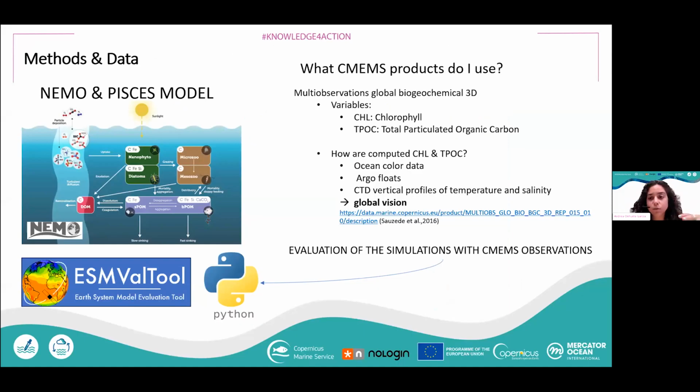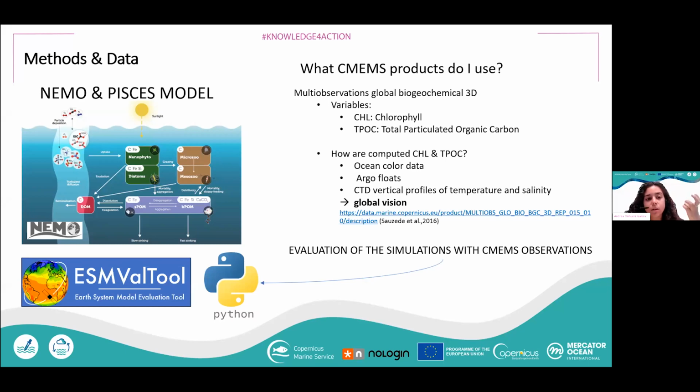To study the distribution of the total POC, we use the PISCES biogeochemical model coupled to NEMO, an ocean dynamical model. These models allow us to study the distribution of total POC and all these processes that I was explaining before in 3D in the whole ocean. We evaluate our simulation using the total POC from Siemens, from the multi-observation global biogeochemical 3D product that also includes chlorophyll and backscattering. It's a super useful product because, apart from being 3D, it is based on ocean color data, Argo floats, and CTD vertical profiles, giving us a global vision of the whole ocean.